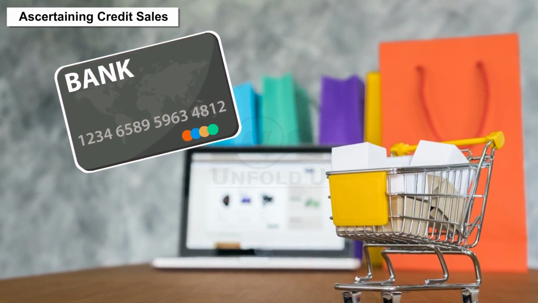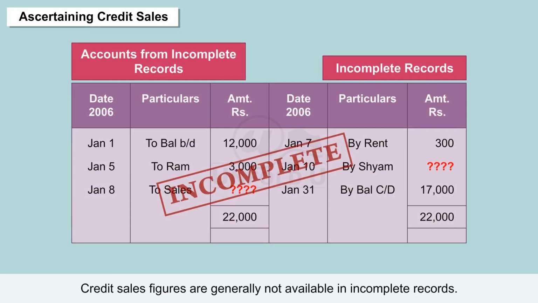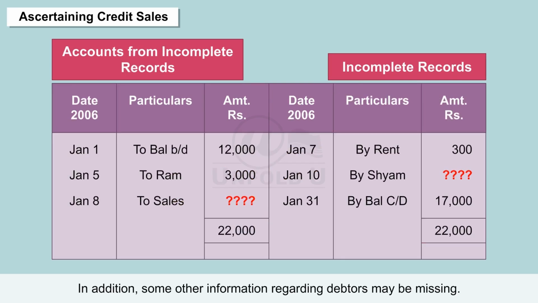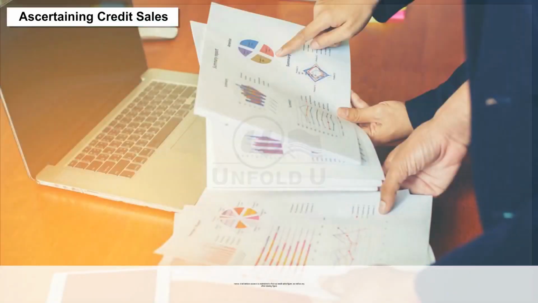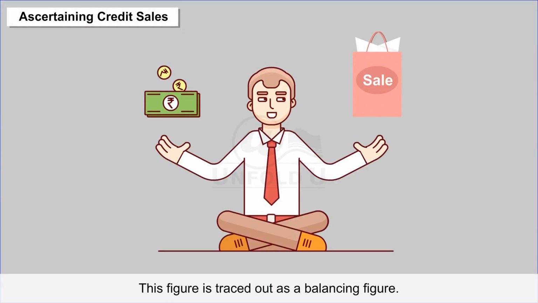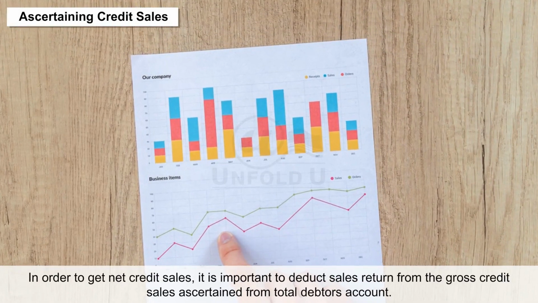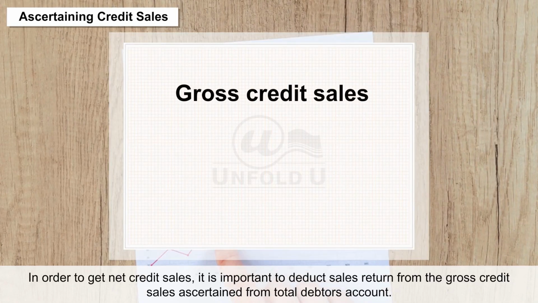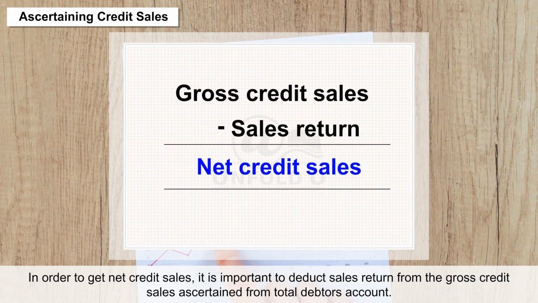Ascertaining credit sales. Credit sales figures are generally not available in incomplete records. In addition, some other information regarding debtors may be missing. Hence, total debtors account is maintained to find out credit sales figure as well as any other missing figure. This figure is traced out as a balancing figure. In order to get net credit sales, it is important to deduct sales return from the gross credit sales as ascertained from total debtors account.